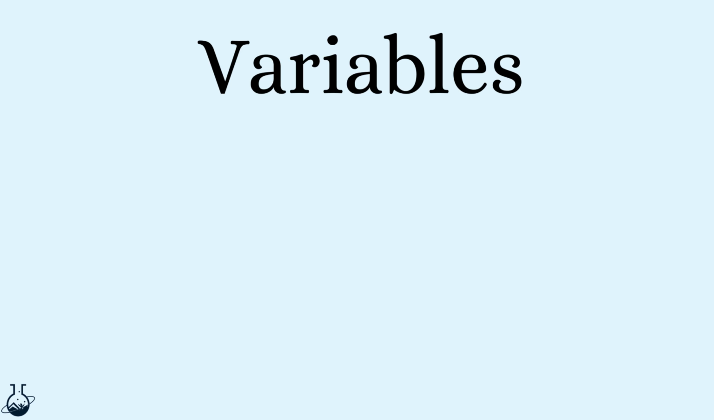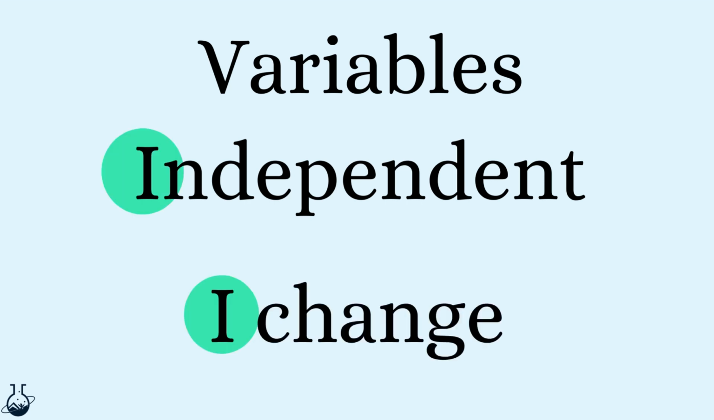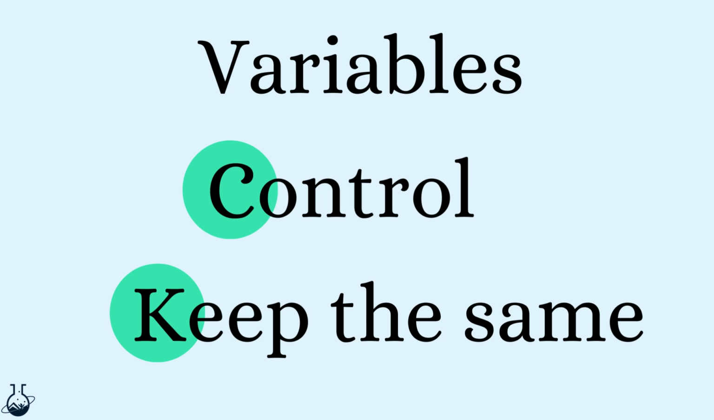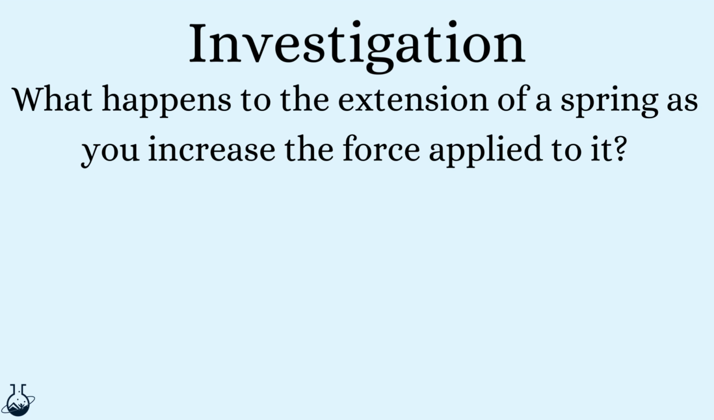Now we can test the effect of force on extension on elastic objects. We'll take a quick recap on variables before we start so the rest becomes easier. So our independent variable is the thing I change. The dependent variable is the thing that will be measured as a result of the independent variable changing. And our control variable is the thing I keep the same because it could influence our results otherwise. So our question of this experiment is, what happens to the extension of a spring as you increase the force applied to it? I will go through the setup and demonstration before we think about this more.